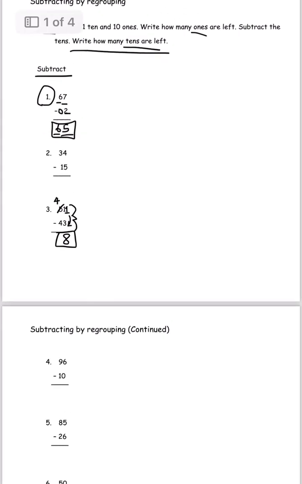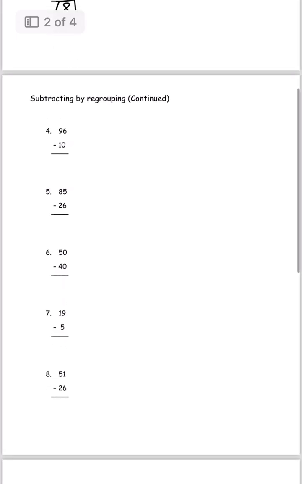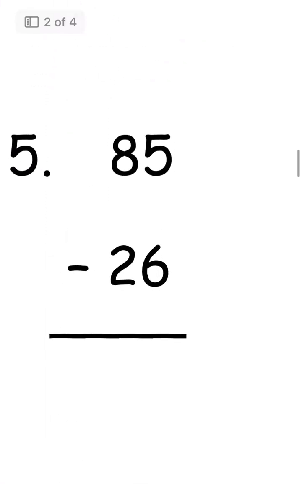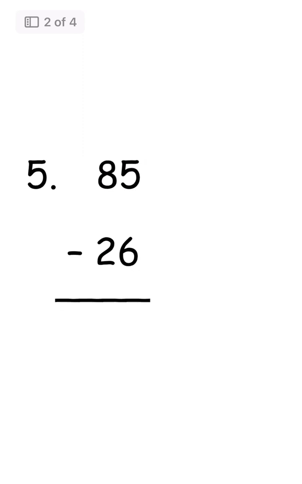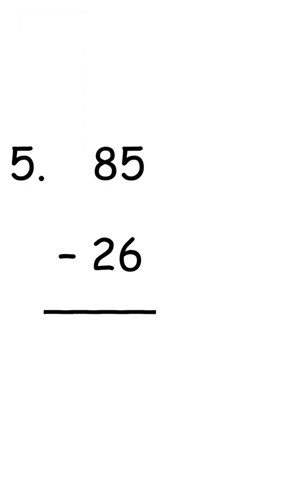So let's move on to the next page. The subtracting by regrouping is continued on this page. Let's look at number 5 then. So we have 85 and 26. Again, the bottom number is larger than the top number, so we would have to regroup again.